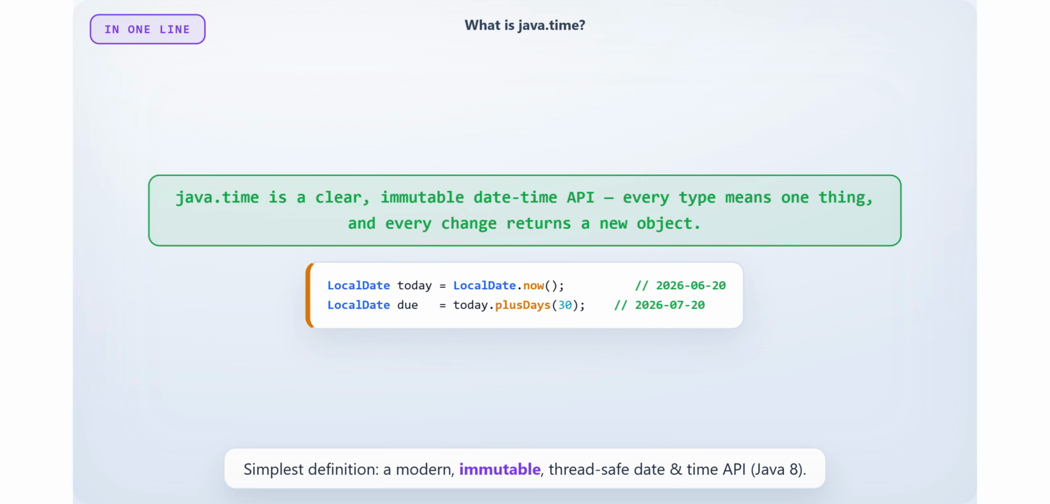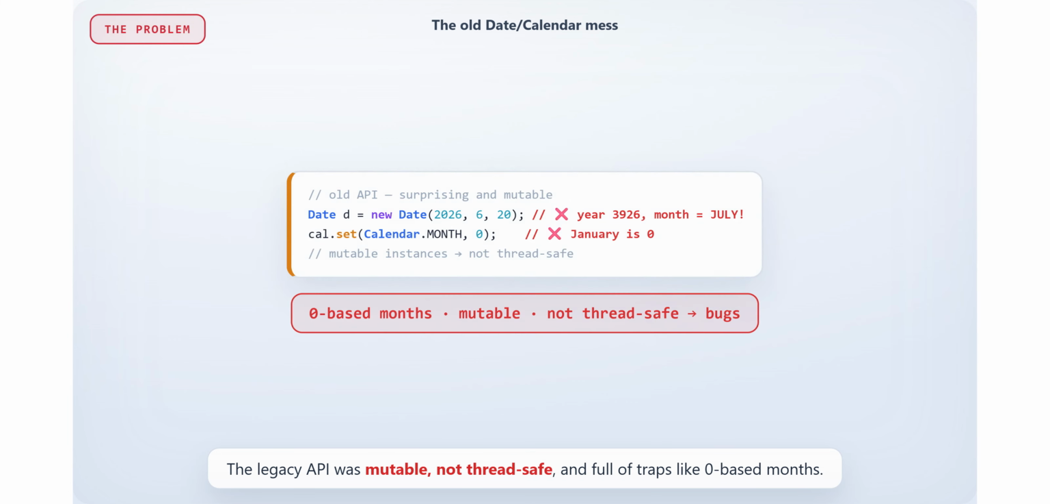In one line, java.time is a modern, immutable, thread-safe date and time API. Every type means exactly one thing, and every change returns a brand new object instead of mutating the original. Today plus 30 days gives you a new date. Today itself is untouched.